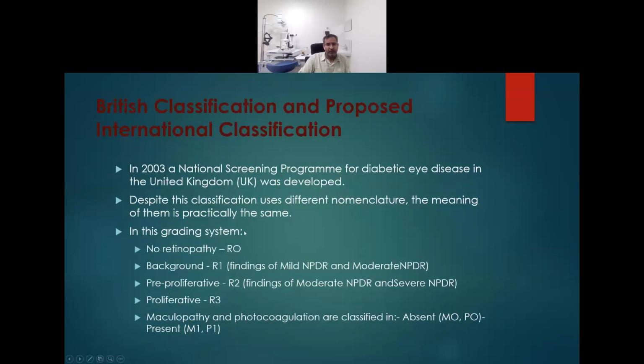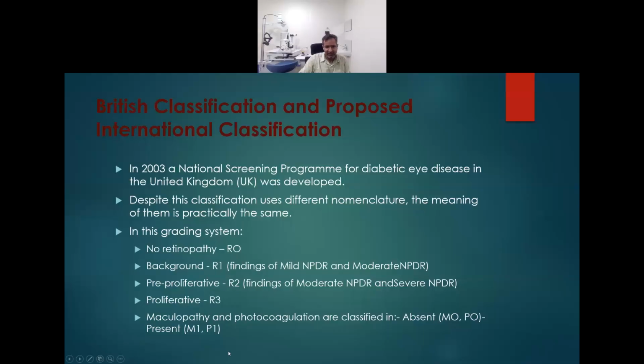Along with this, a British classification also proposed an international classification under the National Screening Program for Diabetic Eye Disease in the United Kingdom. Although this classification uses a different nomenclature, the meaning is practically the same. No diabetic retinopathy is classified as R0. Background retinopathy is R1, that is, findings of mild to moderate NPDR. Pre-proliferative is graded as R2, findings of moderate to severe NPDR.